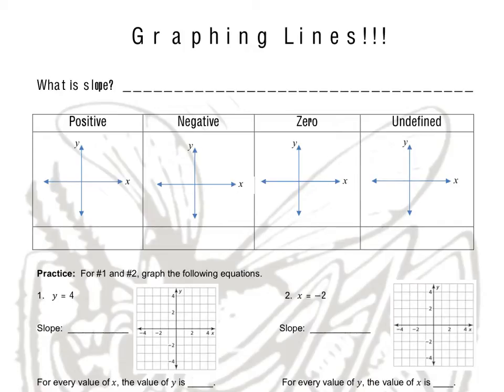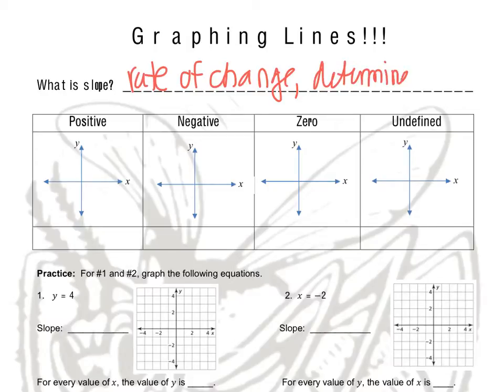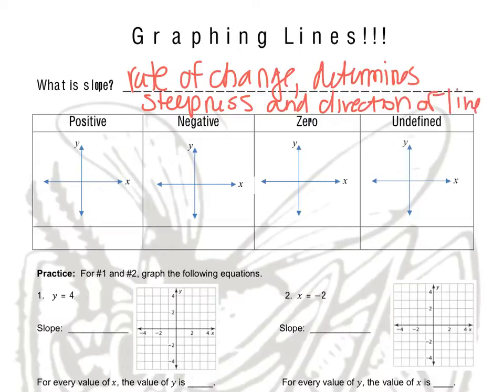So we're going to start graphing lines today. We're first going to talk about what is slope, because that is going to help us a bit with a couple of questions. So our slope is our rate of change, and our slope determines the steepness and direction of our line. Our slope can fall into one of four categories.